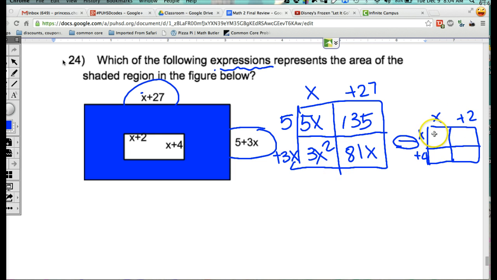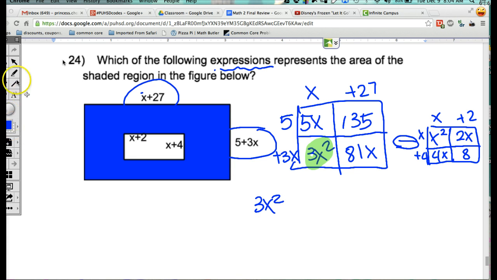So x times x is x squared, and then 2 times x is 2x. And then 4 times x is 4x, and 2 times 4 is 8. So now we have to combine like terms, okay? So let's see. I see that x squared all by itself. There's no other x squares in this box. I'm not thinking about that box yet, okay? So I'm going to write 3x squared.